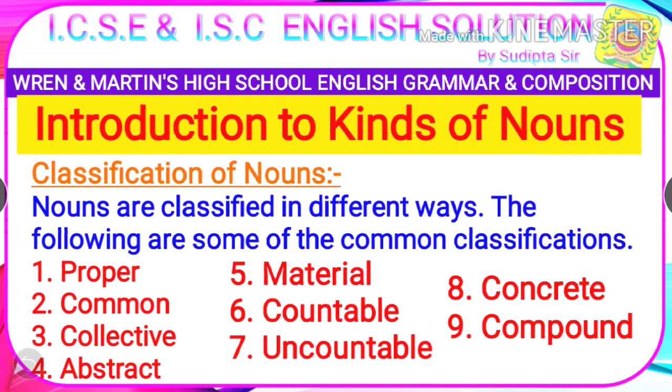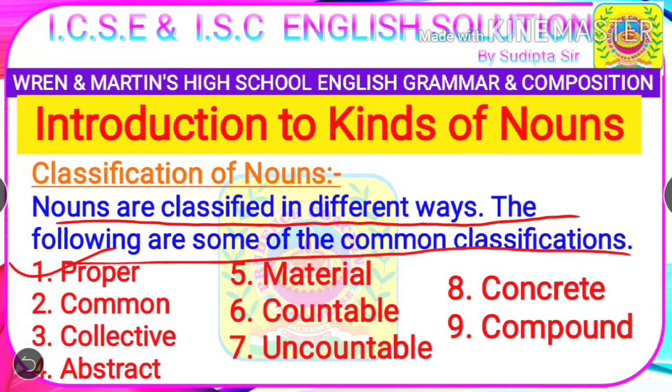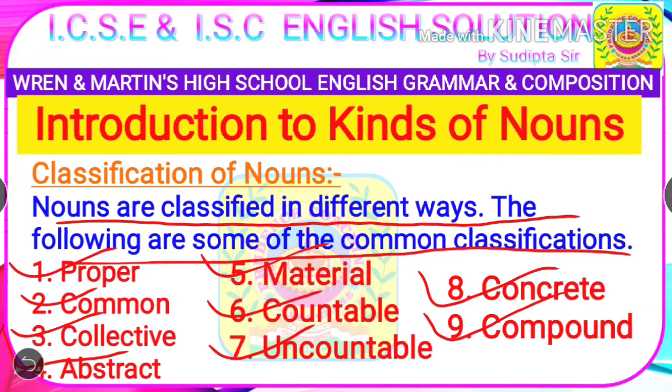Now we will know about the classification of nouns. Nouns are classified in different ways. The following are some of the common classifications. Number 1, proper, common, collective. Number 4 is abstract, material, countable, uncountable. Number 8 is concrete, and the last one is compound. So these are the common classifications.